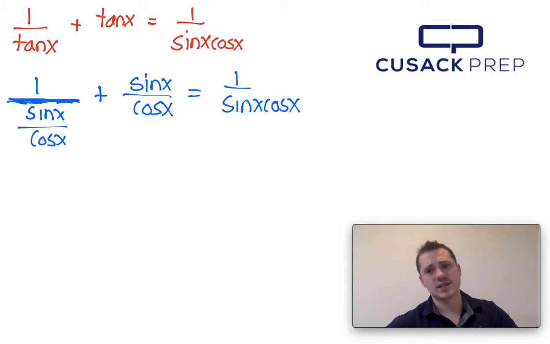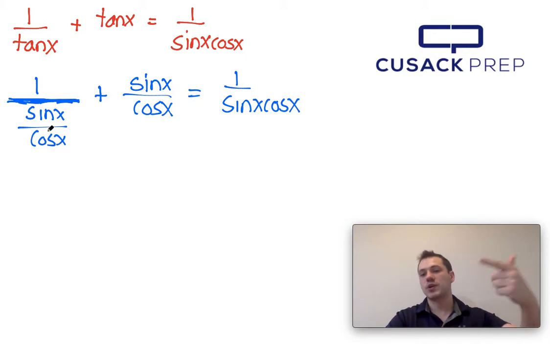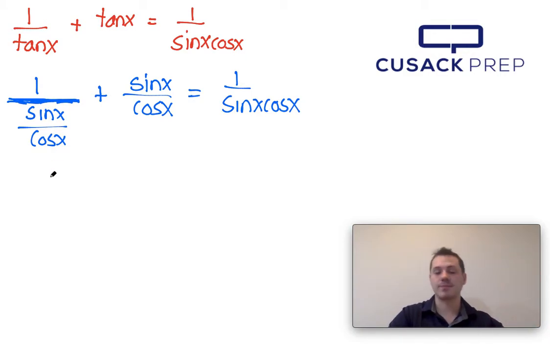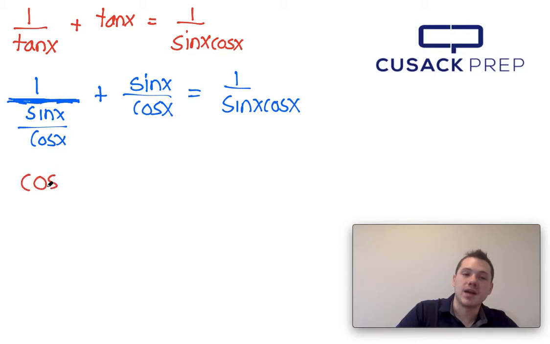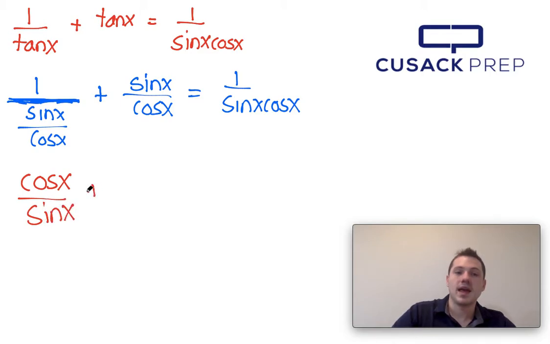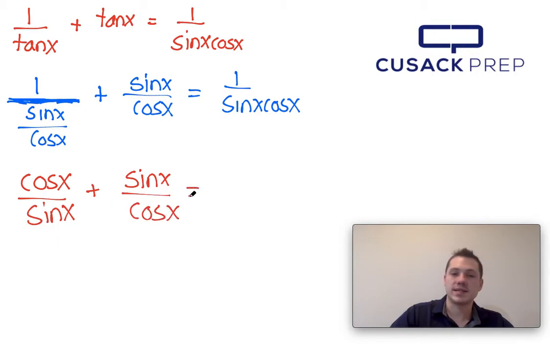So what can we do after this? Well, dividing by a fraction is the same as multiplying by the reciprocal. So 1 over sine over cosine is the same as 1 times cosine over sine. So essentially, when I have a fraction in the denominator, I could just bring it up to the numerator by flipping it. So this is going to become cosine of x divided by sine of x. This is sine of x over cosine of x. And again, my right side is not really changing. It's going to be 1 over sine of x cosine of x.